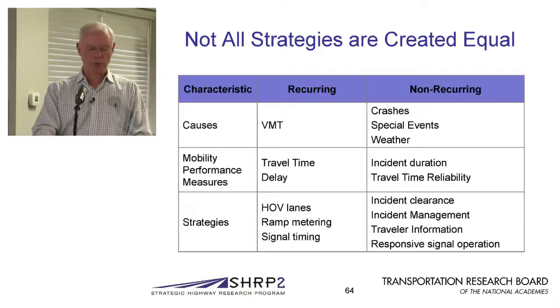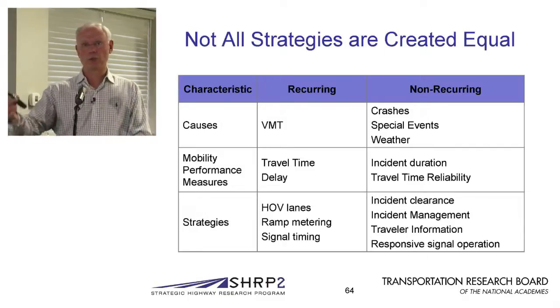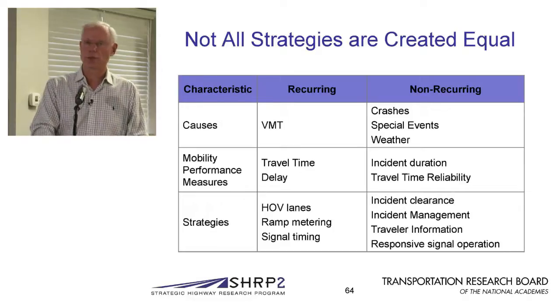So you're really worried about travel time and delay, and you think of things like perhaps looking at high occupancy vehicle lanes to get more people in fewer vehicles. You might think of doing some management things related to ramp metering to try to keep the freeway flowing a little better. Those kinds of things that deal with that recurring element.